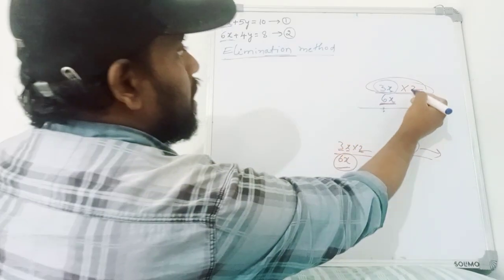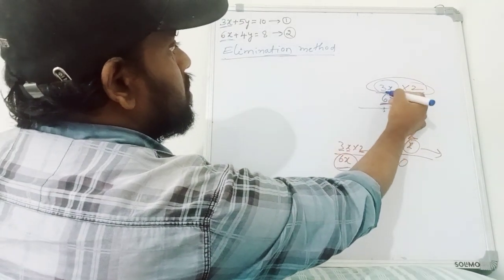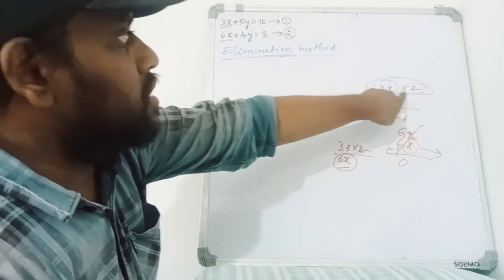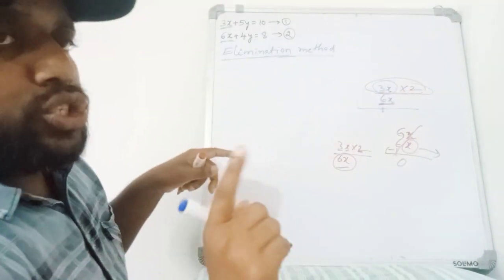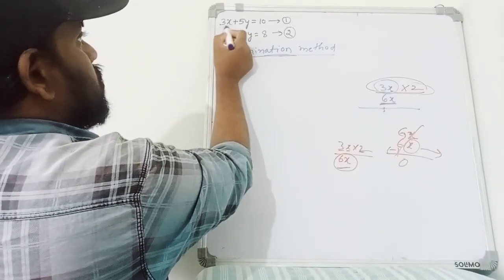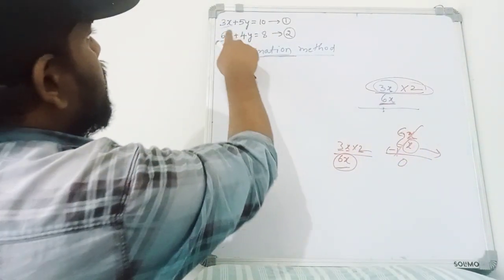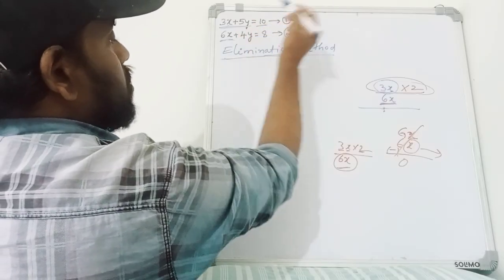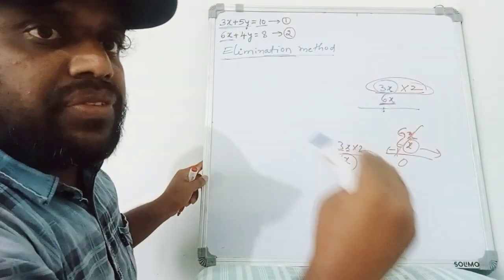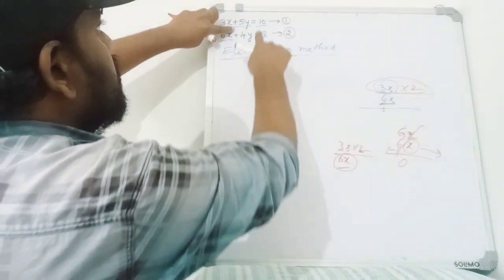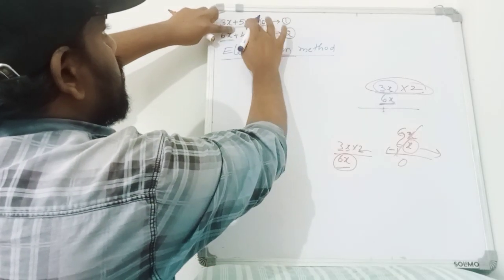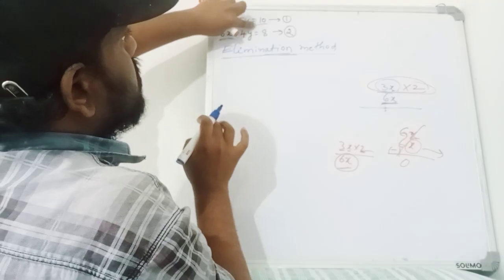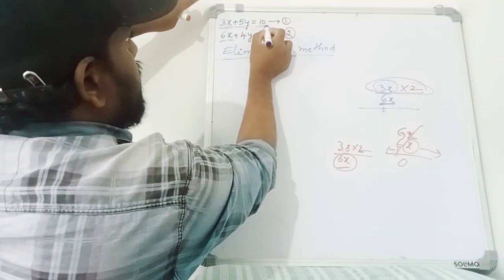So we have to multiply this 3x by 2. But when you multiply this 3x by 2, you should not multiply only this 3x term. You have to multiply this entire equation, I mean both this LHS term and RHS term. LHS means left hand side. This is the equal sign. This is the left hand side term of this equal sign, and this is the right hand side.